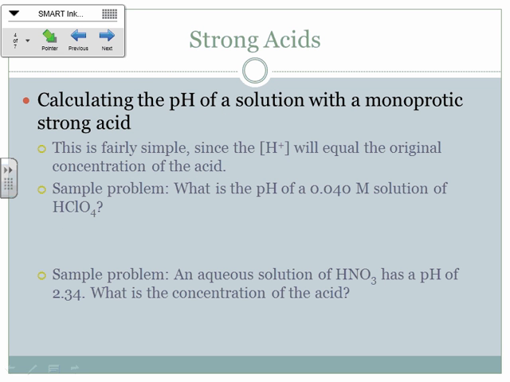Okay, so with all these other monoprotic strong acids, the ones that only have one hydrogen, this is a fairly simple calculation, okay? I'm going to have to show you, not today, I don't think. I think it'll be tomorrow, how to deal with the H2SO4, because it's a little bit different.